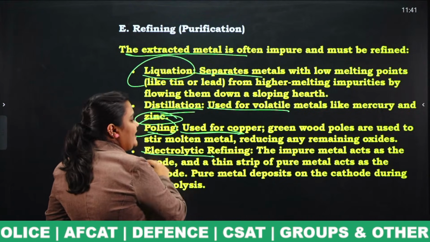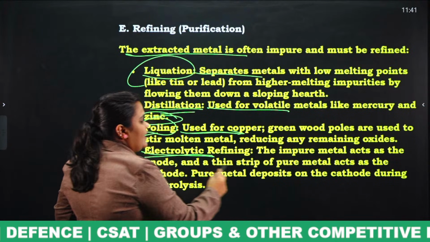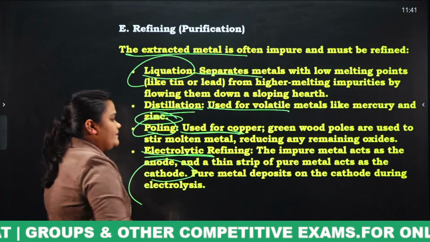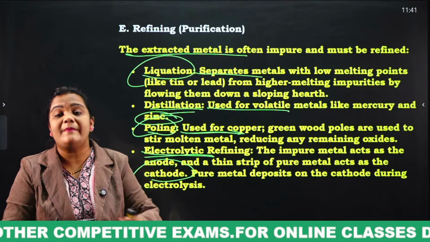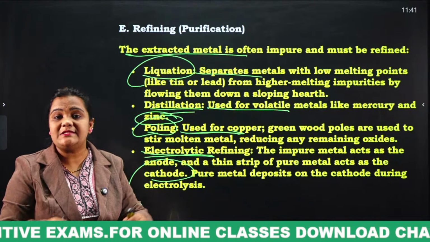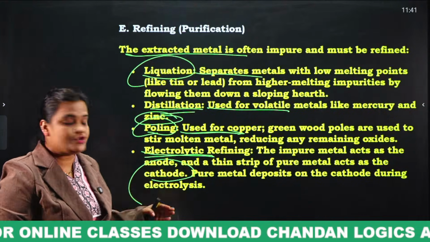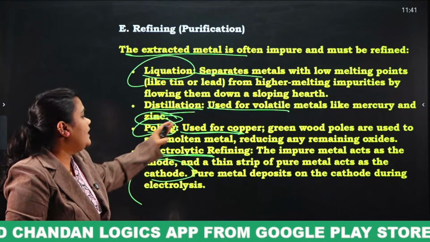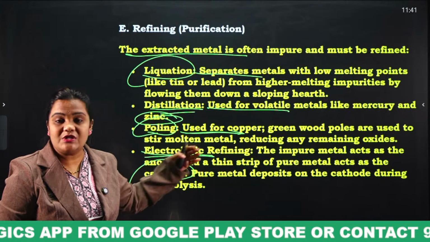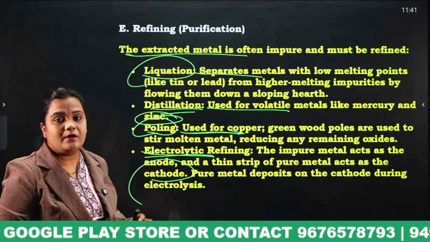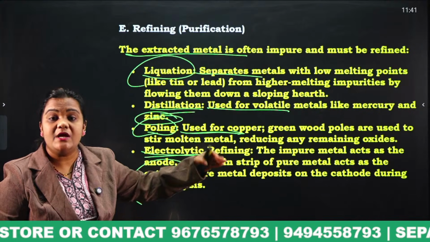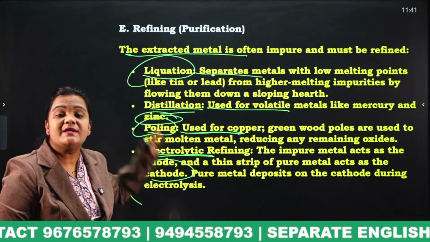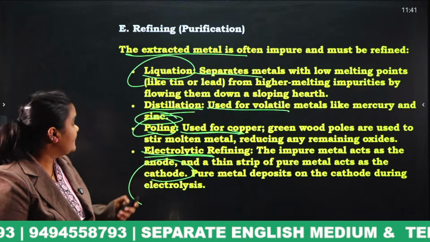And electrolytic refining, this is used for pure metals as cathode. In order to get the pure metals, which type of process will we choose, students? Electrolytic refining. Okay. And for copper, which type of process will we choose? We will choose poling. Okay. And for mercury and zinc, which type of process will we choose, students? Distillation. Okay.